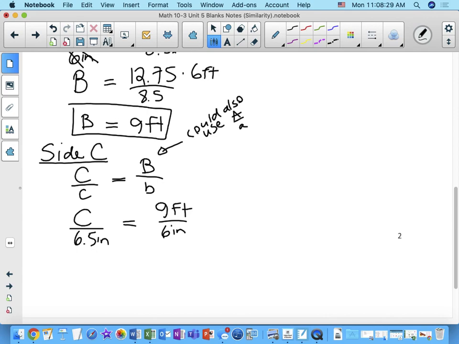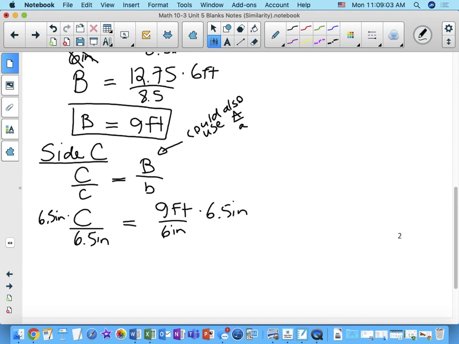What do we need to do to isolate C? What are we doing to capital C right now? What are we doing to it? Yep. Is that what we need to do to isolate it? What are we doing to it right now? We're dividing it, yeah. So we need to multiply it by 6.5 inches. And we need to do that on both sides to keep the equation balanced.